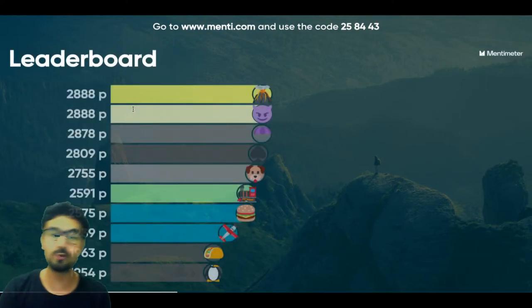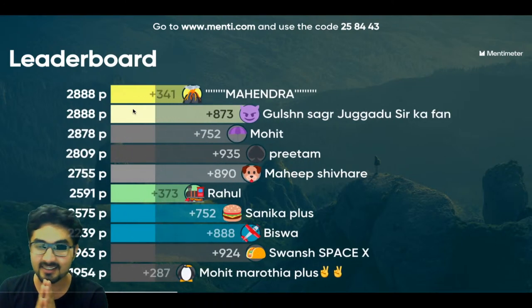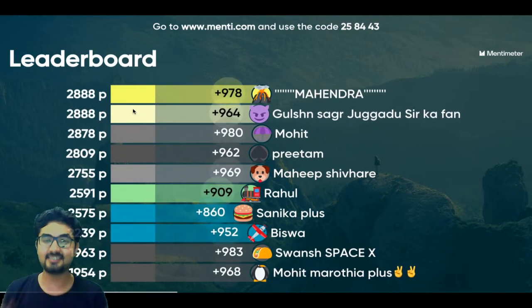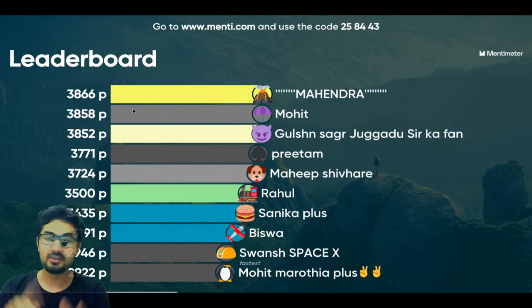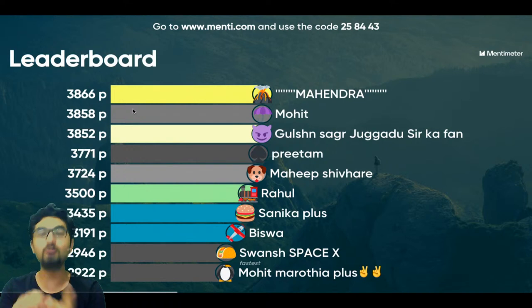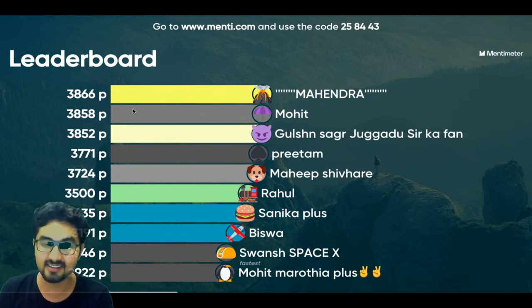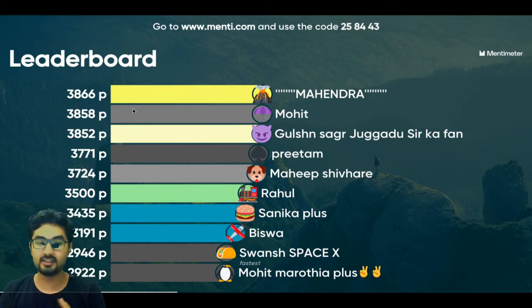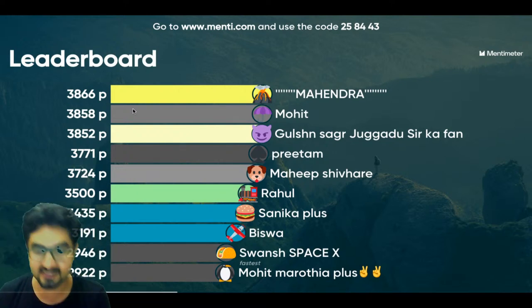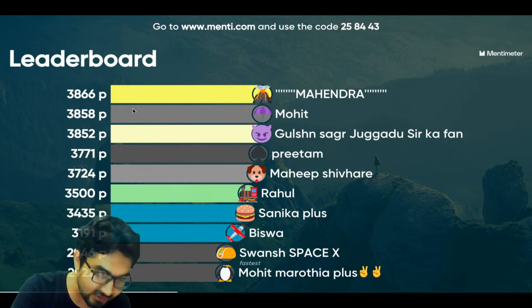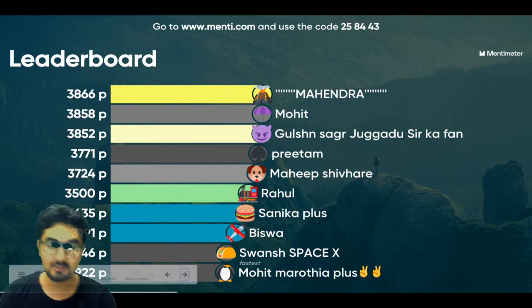Okay, leaderboard dekh lete, kaun upar, kaun niche. So Mahindra is first now. Mohit is second, followed by Gulshan Sir, Jugadu Sir ka fan. By the way, I am Jugadu Sir. Thanks a lot, Gulshan. Followed by Preetam, Mahdeep, Rahul, Sanika Plus, Biswa, and Swansh SpaceX. Bahut badhiya SpaceX. You are the fastest. Followed by Mohit. Perfect, guys. So let's move to the next question.